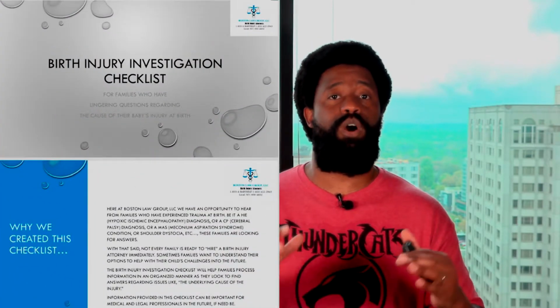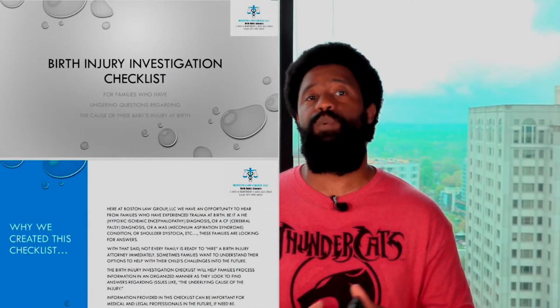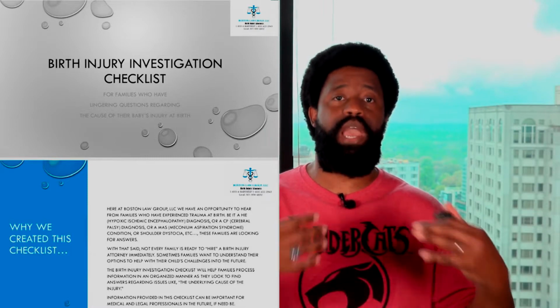The purpose of this video today is to help you understand this process. When we are doing a birth injury investigation, there's a lot that we have to look at, and we have to be able to have an answer as to causation. Was it something that the doctors or the nurses or the hospital did that caused your baby's brain injury and subsequent HIE diagnosis or CP diagnosis or MAS, whatever the condition may be? Was it caused by something that the hospital, the doctors, or the nurses did, or was it caused by something else?